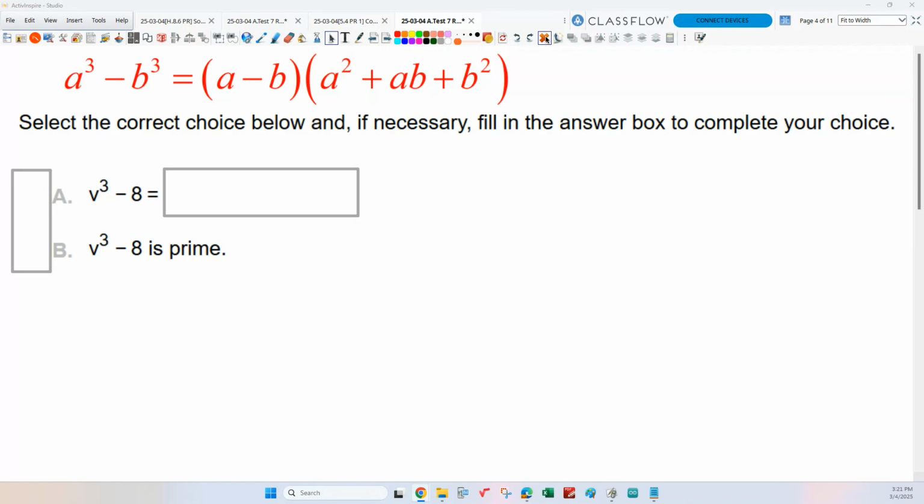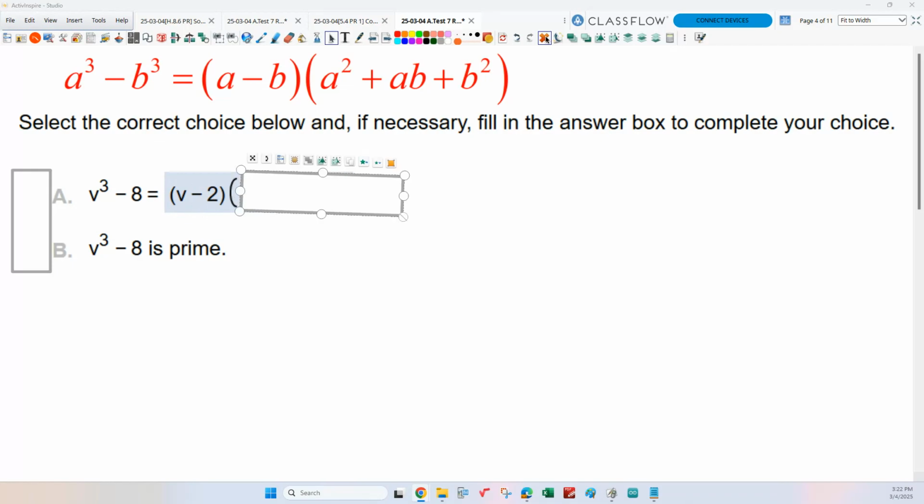What's my a? V. And what's my b? 2, because 2 cubed is 8, right? So what's that going to give me then? A minus b is going to be v minus 2, right? A squared is v squared, plus v times 2 is 2v, plus 2 squared is 4, right? Make sense? Okay.